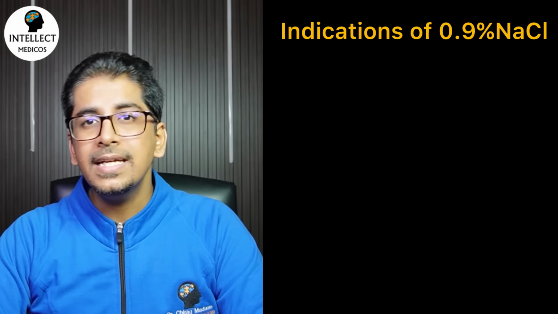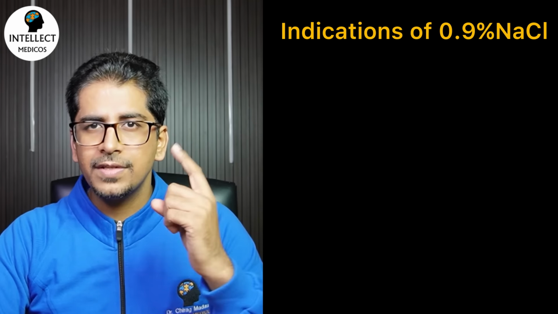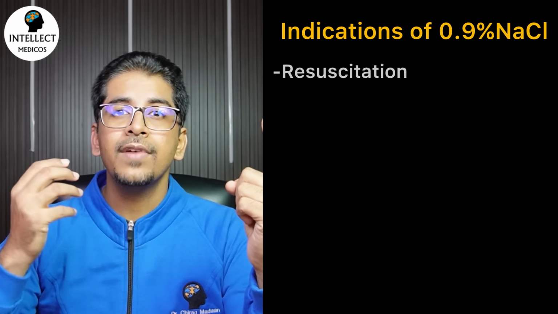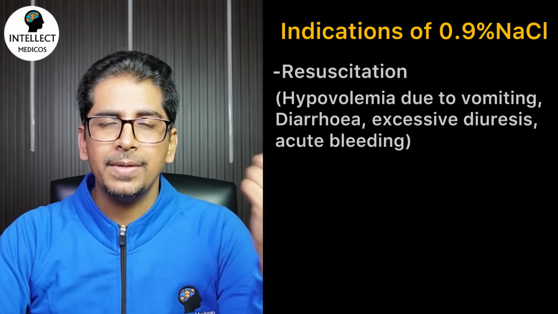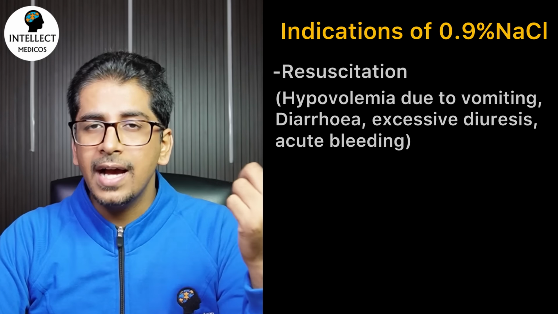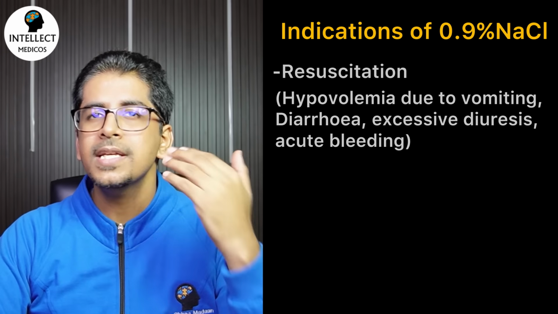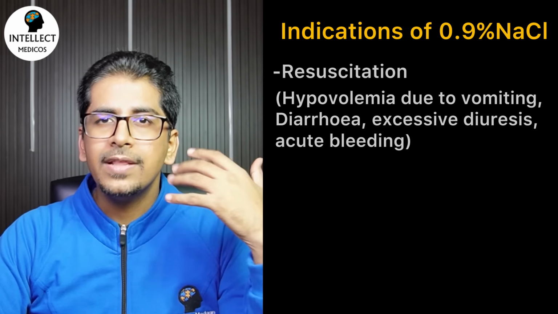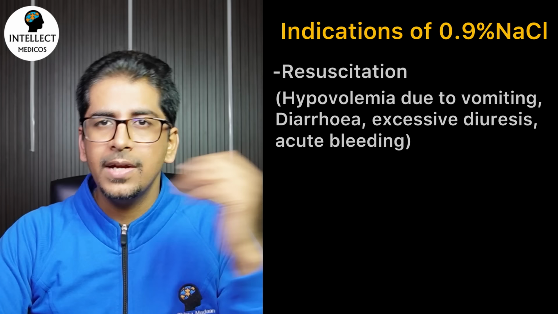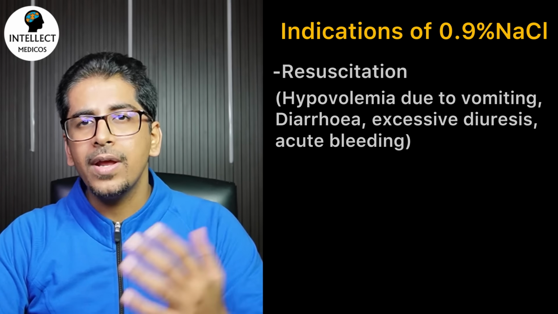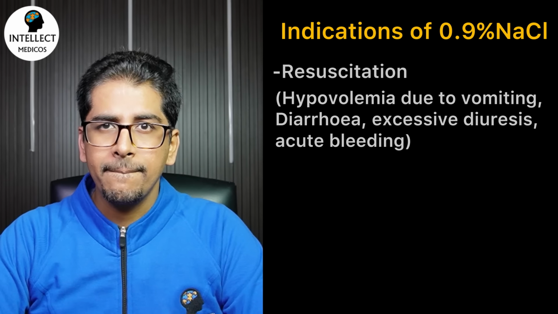Now, talking about the indications of it. First of all, you can give it for resuscitation, as in cases of hypovolemia. Let's say a patient comes to you with vomiting, with diarrhea, with excessive diuresis, or maybe in the initial stages when the patient has come to you with bleeding, acute bleeding. In all these situations, you will go with normal saline or 0.9% NaCl.